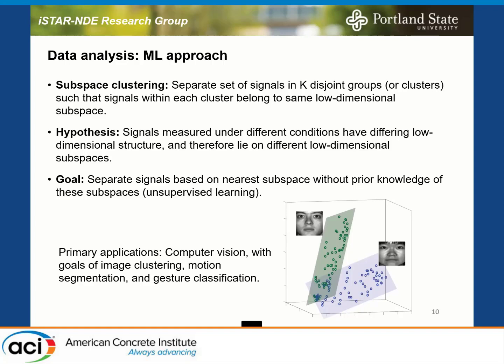So the goal is to separate these signals without prior knowledge. This is what we call an unsupervised learning algorithm, and we see if the clusters coincide with different stages of damage. So can we predict how badly damaged the column is? This algorithm has applications in image processing and computer vision, like motion segmentation and gesture classification. So we have to keep in mind that we might have to adapt this algorithm a little bit. We're not quite doing the same thing.